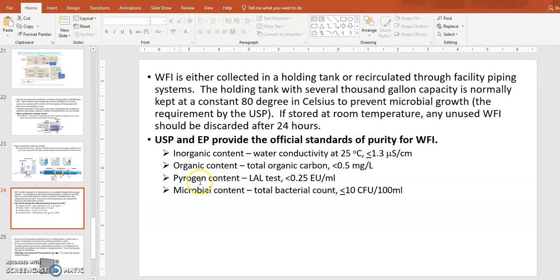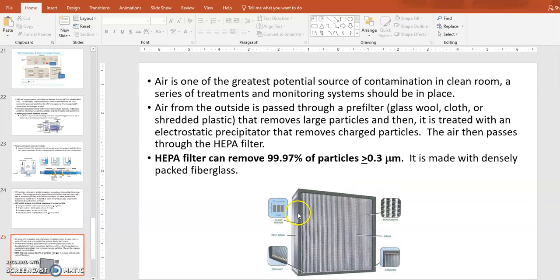And the pyrogen test, for endotoxin, you can measure using the LAL test. 0.25 EU per mL or less is the allowed endotoxin content in UFI. For microbial content, in every 100 milliliters you can have less than 10 cells. Basically, that's what it is.